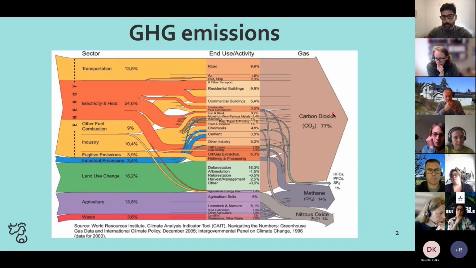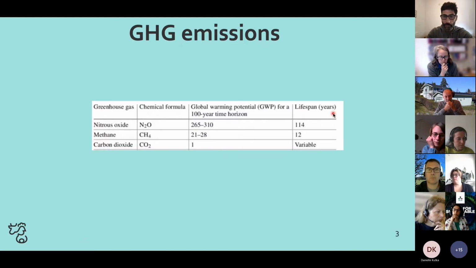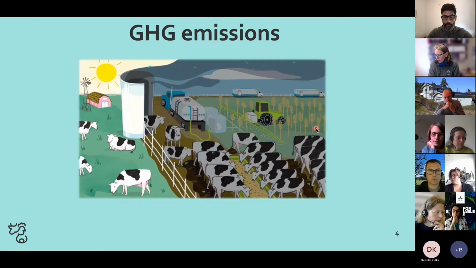These three gases, carbon dioxide, methane, and nitrous oxide, we know they're different, not only in the global warming potential in relation to CO2 as the reference, so how much they contribute to heat the atmosphere, but also the time they spend in the atmosphere, the lifespan. And this is very important in terms of prioritizing different measures at regional, national, or international level. But it's something that we're not going to discuss today.